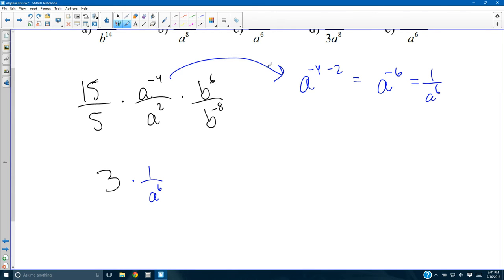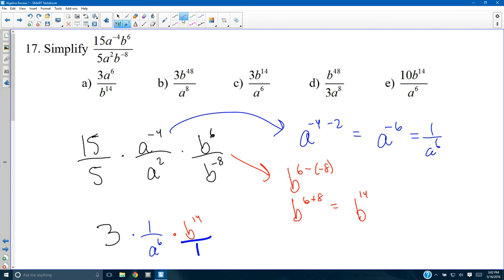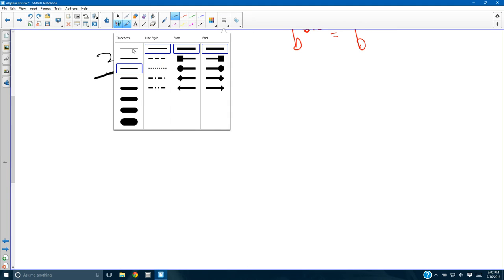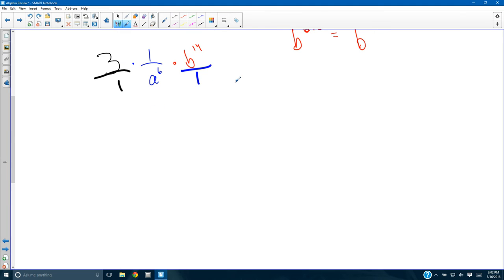This last one here is also division, b to the 6th minus negative 8. That's b to the 6th plus 8, which is b to the 14th power. So, this is strange, you are dividing 1 over b, which is multiplying by b, 8 times from there. This is times b to the 14th. That's over 1. If you wanted to multiply, you can multiply back straight across, and you'll be in good shape. That equals 3 times 1 times b to the 14th. That's 3b to the 14th over a to the 6th power.